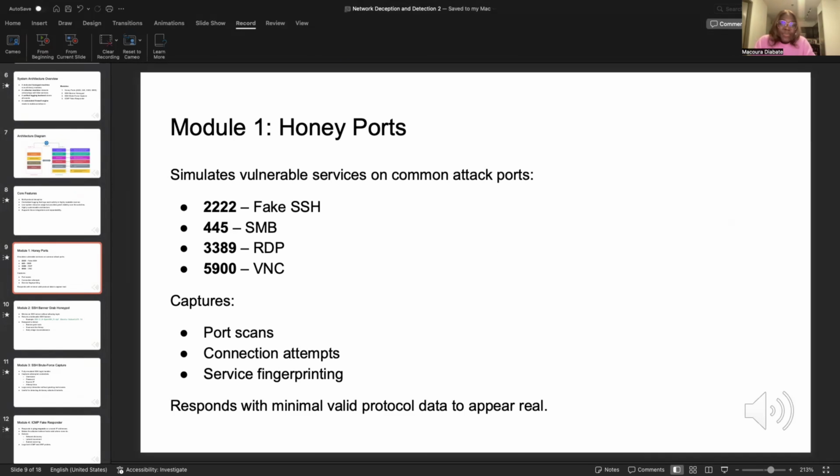So this module exposes multiple fake services on commonly attacked ports. Attackers scanning the network will see these ports as open and attempt connections. The honeypot logs these attempts as indicators of reconnaissance or exploitation attempts. It mimics low-level protocol behavior but does not expose real services.